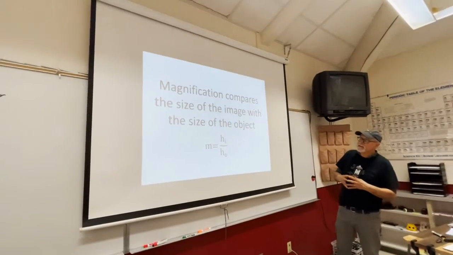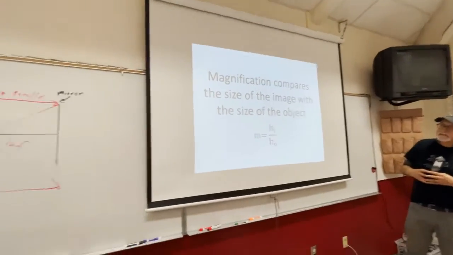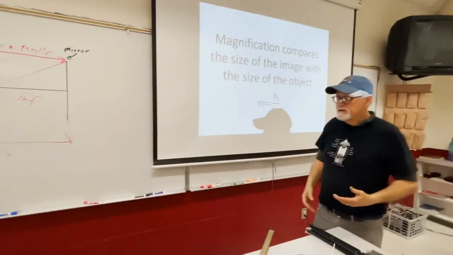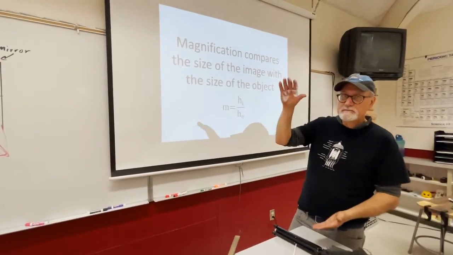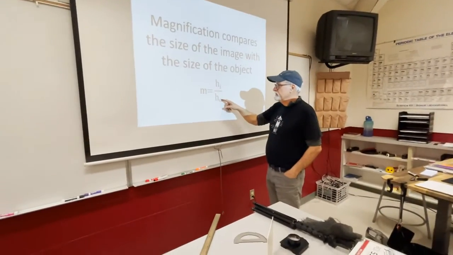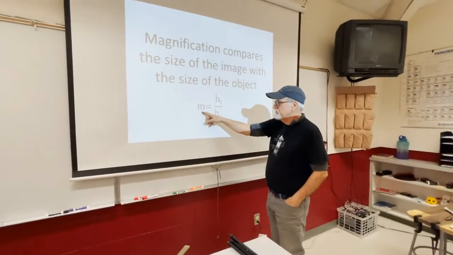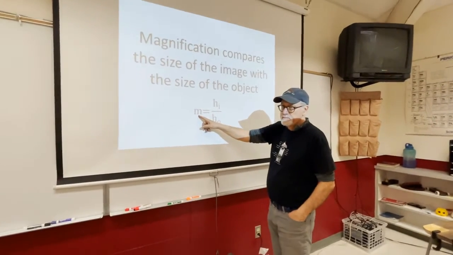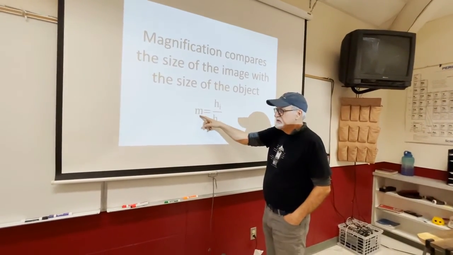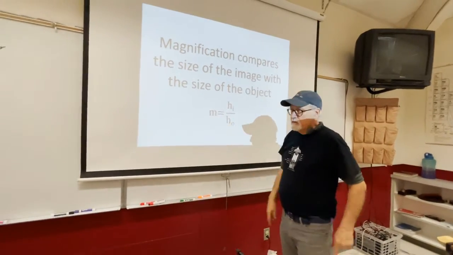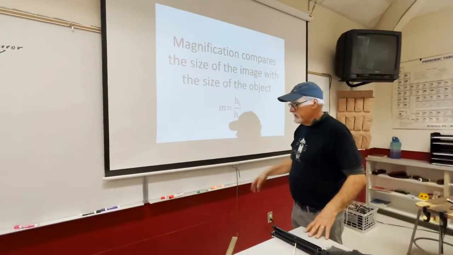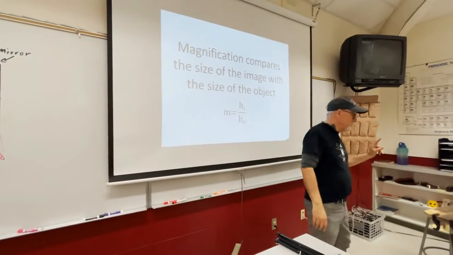Magnification compares the size of the image with the size of the object. So if you magnify something, it's bigger. So 2.5 divided by 2, you have the bigger height of the image. If the height of the image is larger, the magnification is greater than 1. If the height of the image is less than the height of the object, the magnification is less than 1. That makes sense. So we could make some measurements, plug them in here, and come up with a magnification. But check this out.